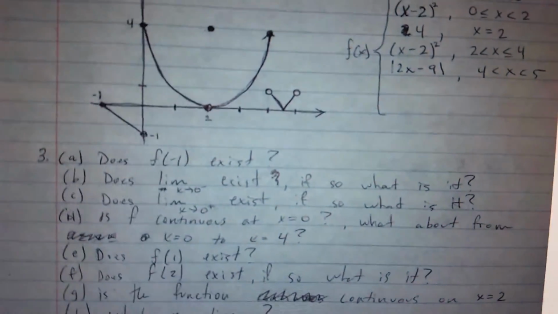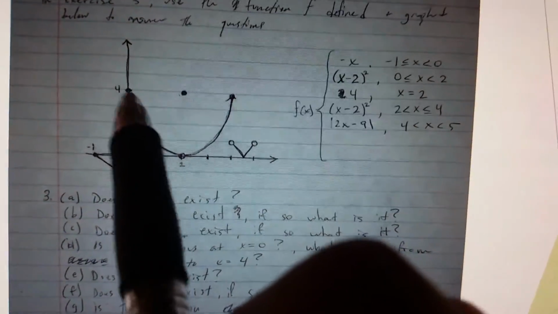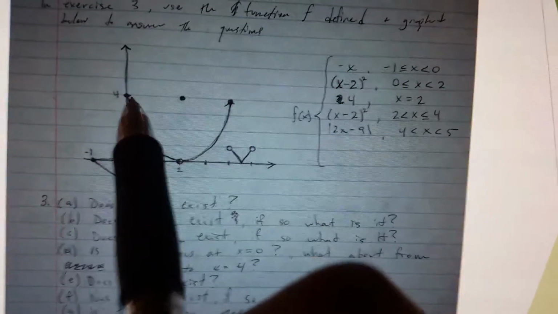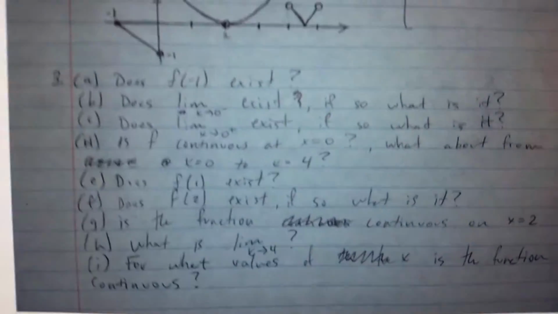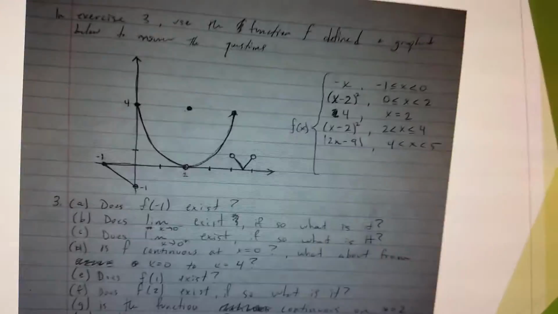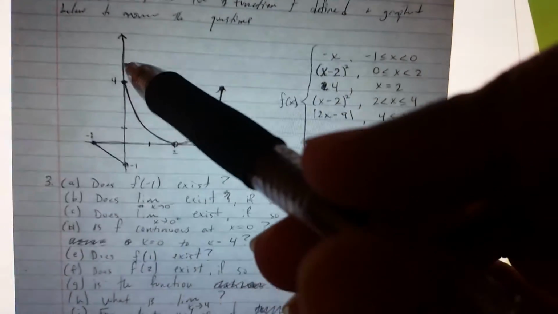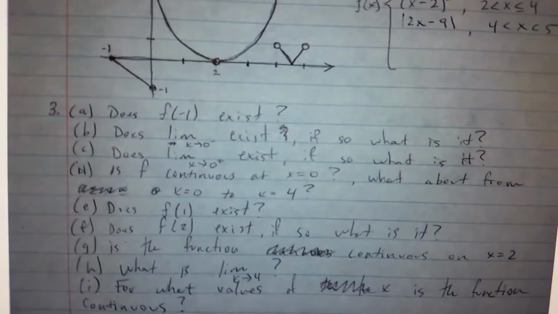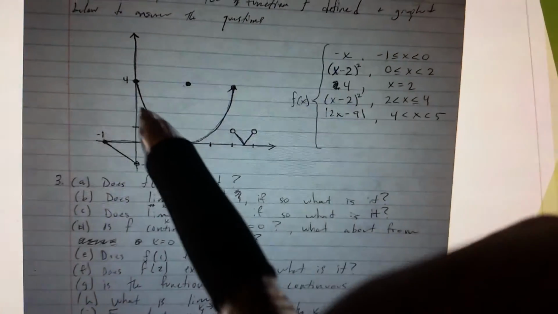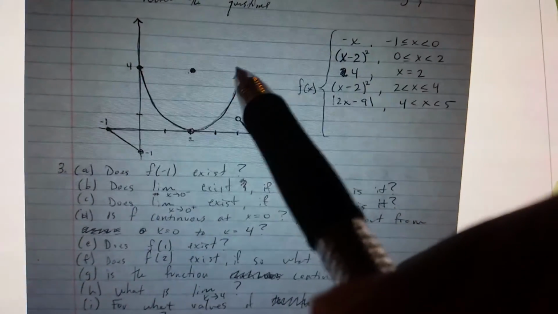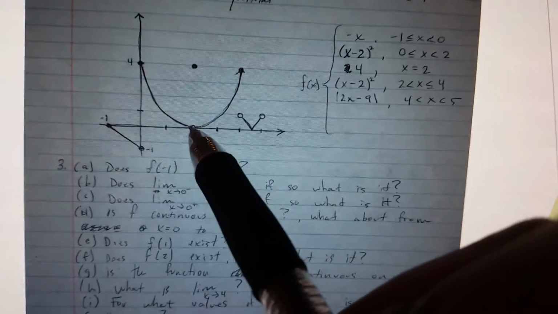Does the limit as x approaches 0 from the positive side exist? If so, what is it? Yes. From the positive side, it exists, and you get 4 right there. Is f continuous at x equals 0? We can see here that at x equals 0, there's a break in the function, so that means it's not continuous. What about from x equals 0 to x equals 4? You can see here from 0 to 4, it looks continuous, but we have a hole right here, so it would not be continuous.